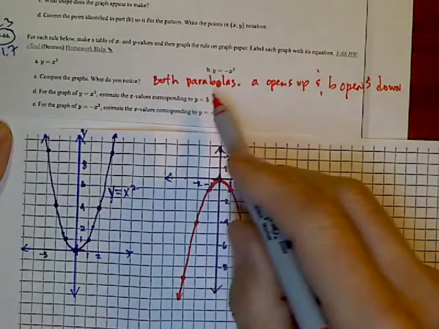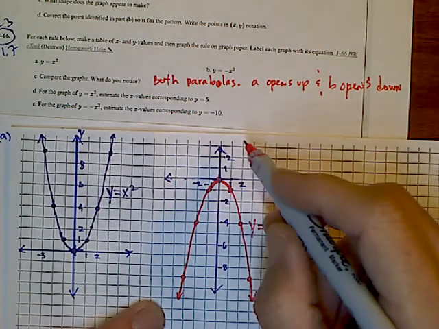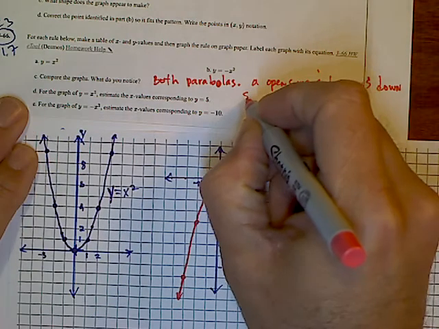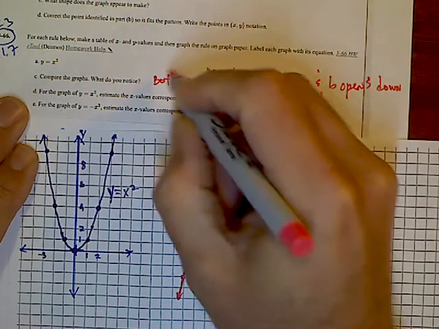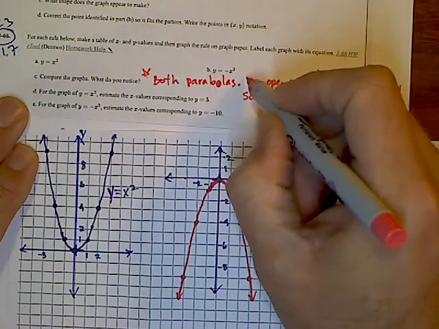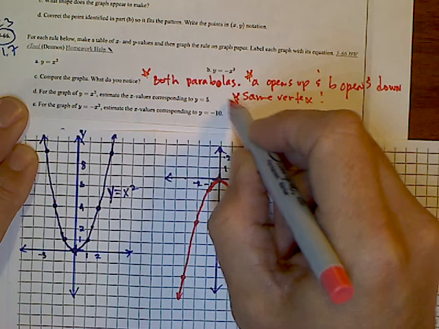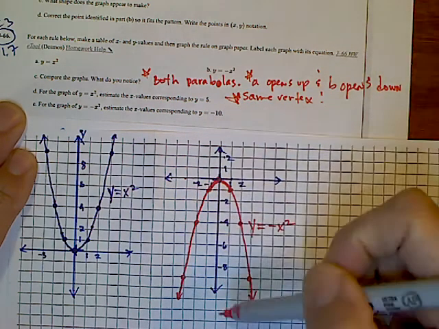Okay, there are a couple of other things we could put in here. We can notice that the vertex is the same. I'm going to say same vertex. So these are some notices: both parabolas, A opens up, B opens down, same vertex. Those are different things we notice about the two graphs.